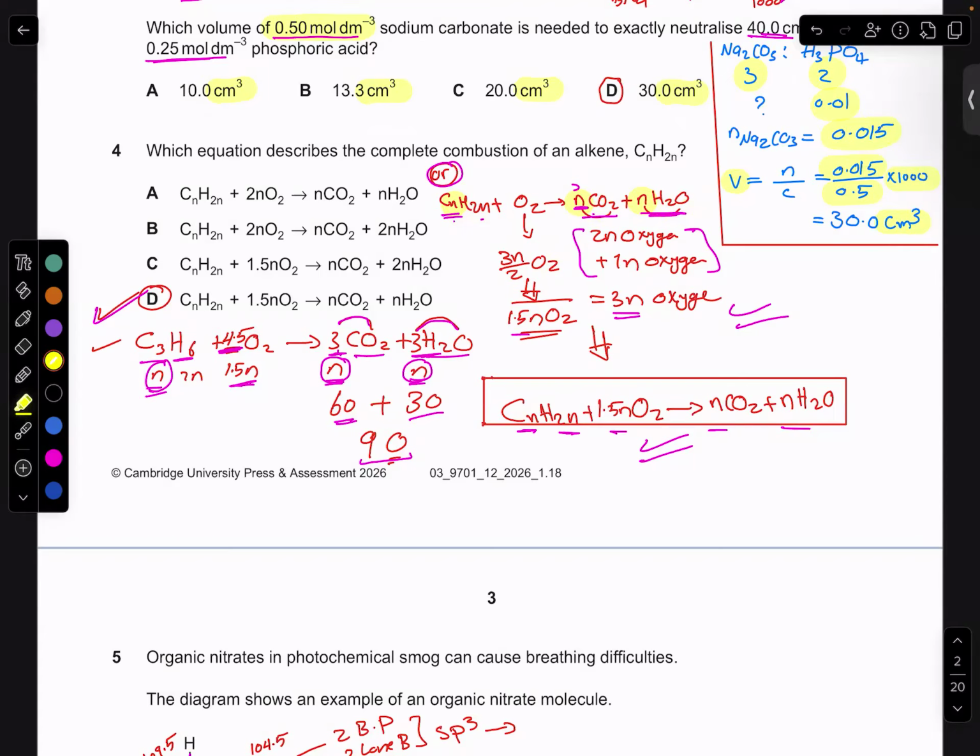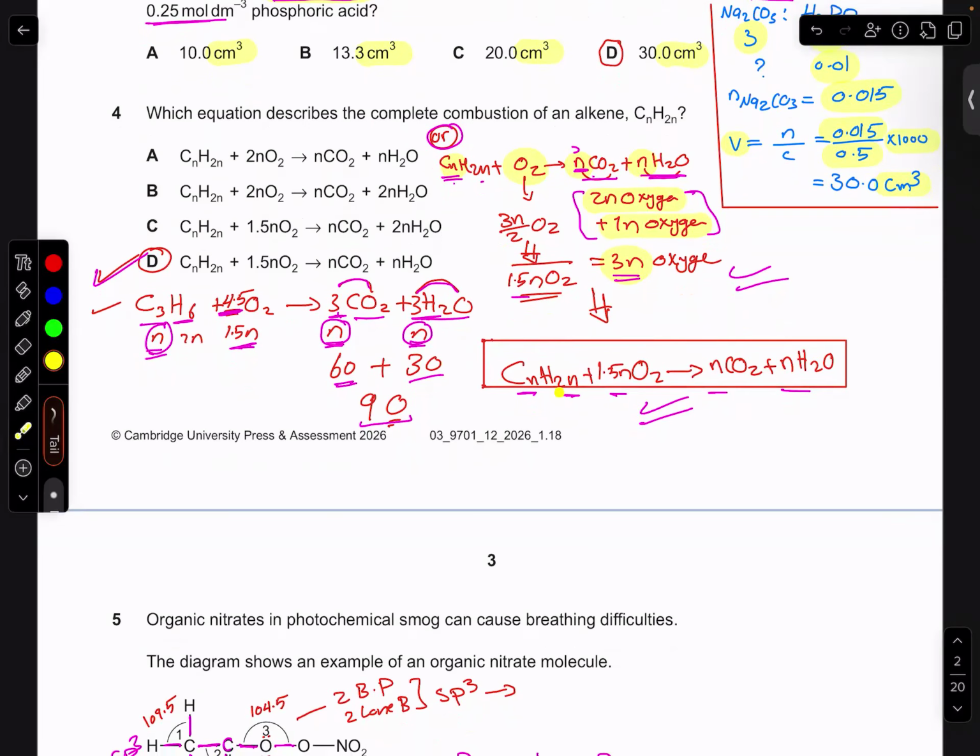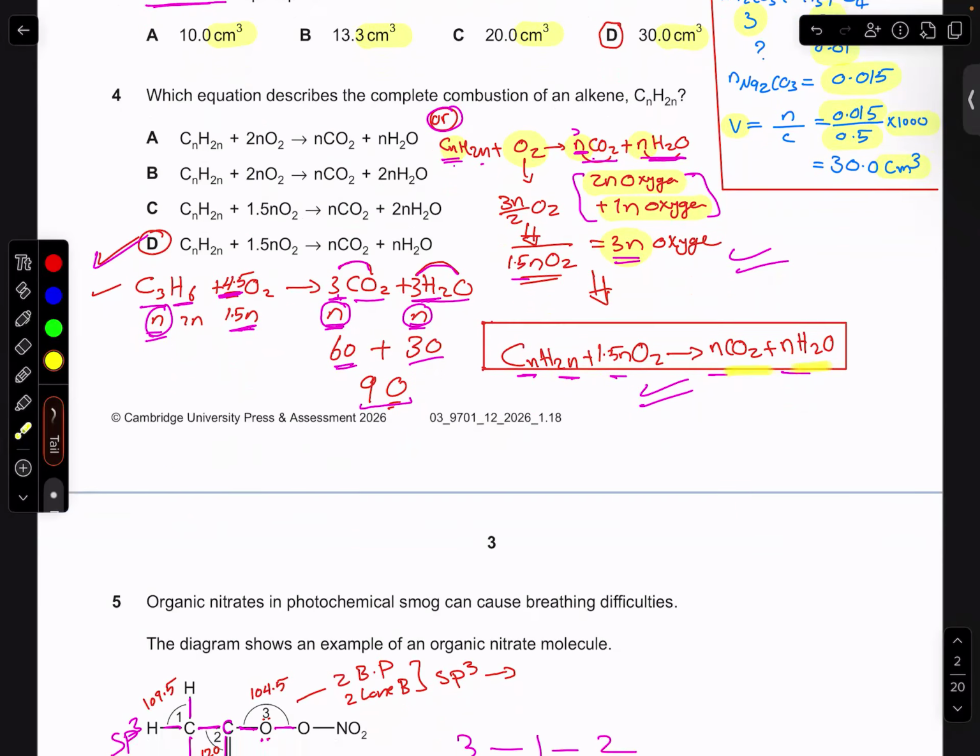But regarding oxygen, we have from carbon dioxide multiplied by n, so we have 2n oxygen, and from water we have 1n oxygen. So in total we have 3n oxygen. To make this oxygen like this oxygen, we have to multiply it by 3 over 2. So 3n divided by 2 oxygen, or 1.5n oxygen. So finally, we will have the same general formula: CnH2n plus 1.5n O2 equals nCO2 plus nH2O.